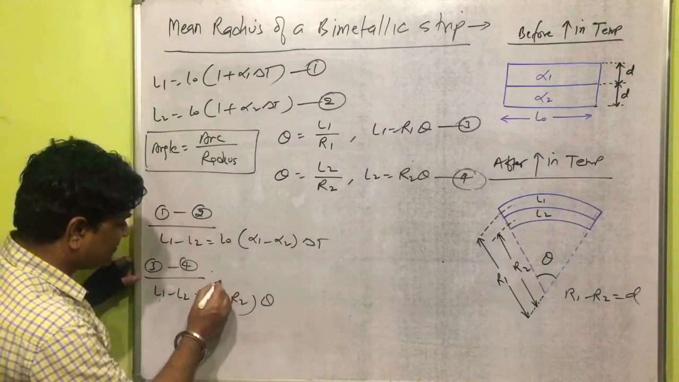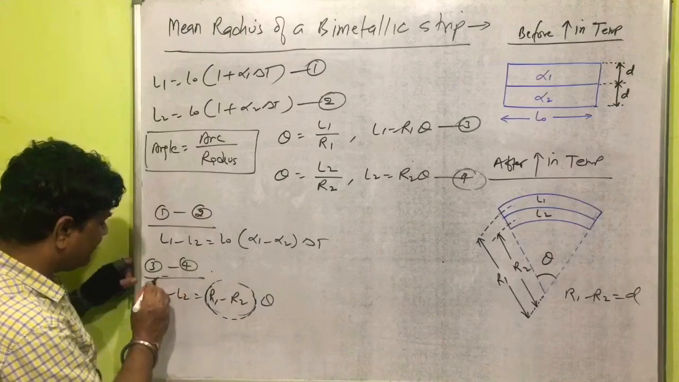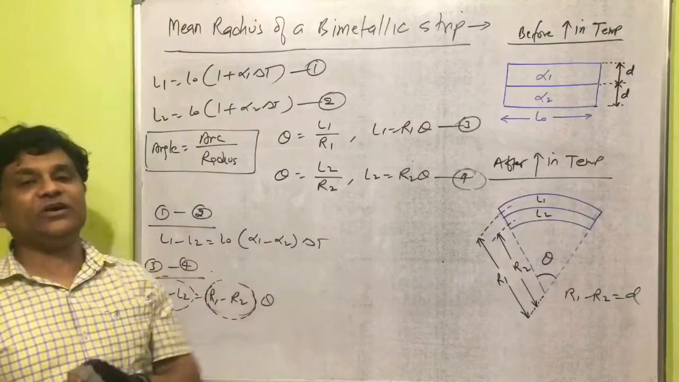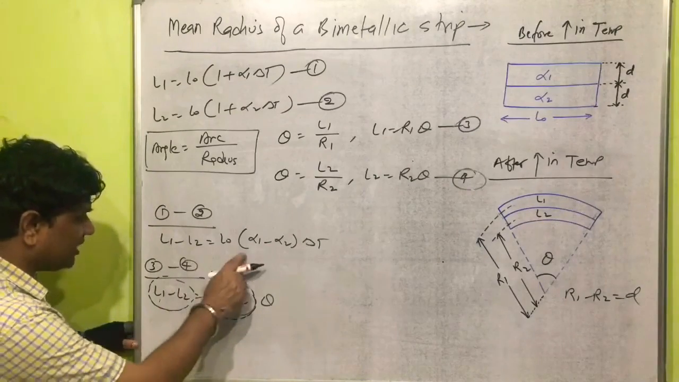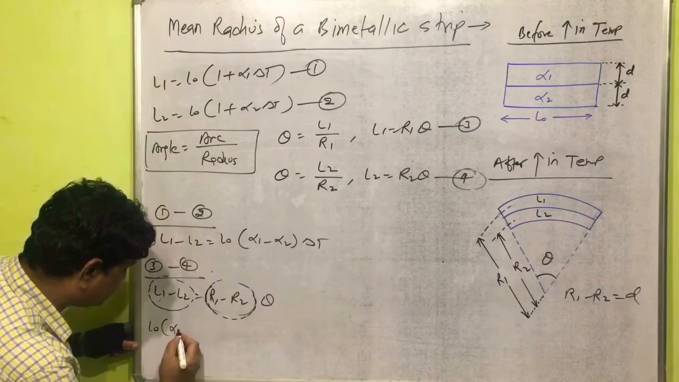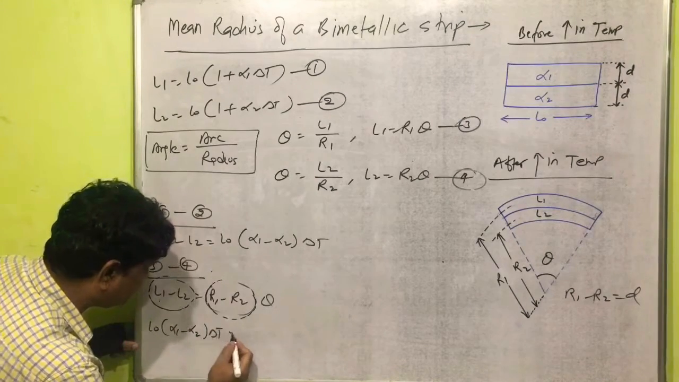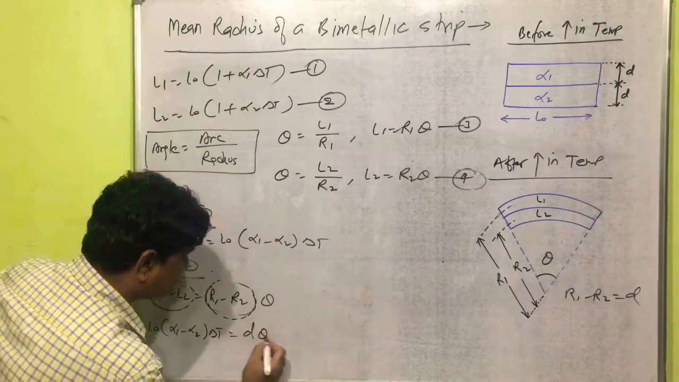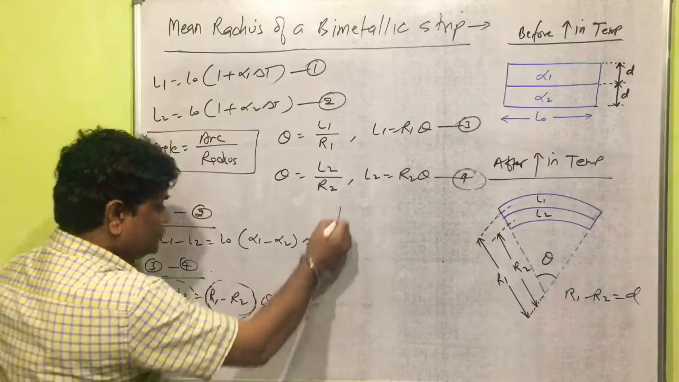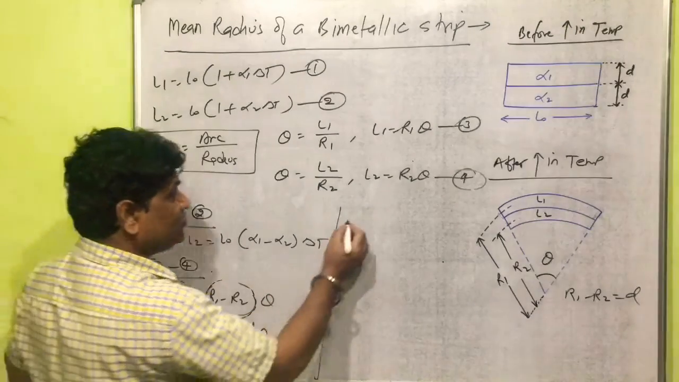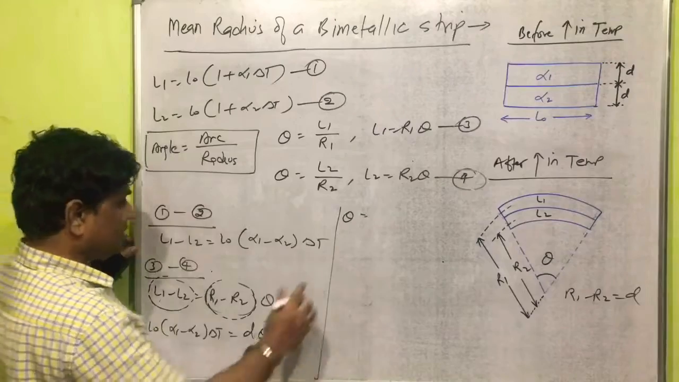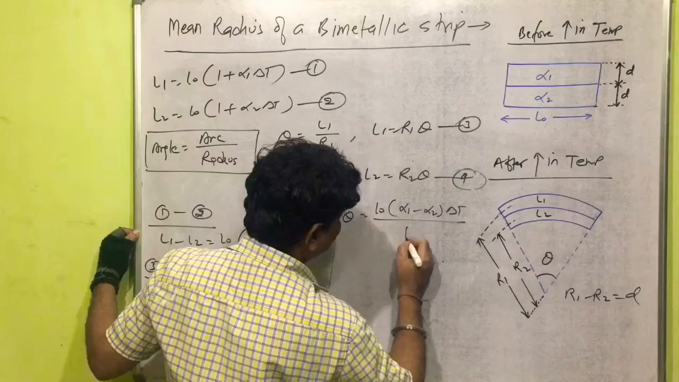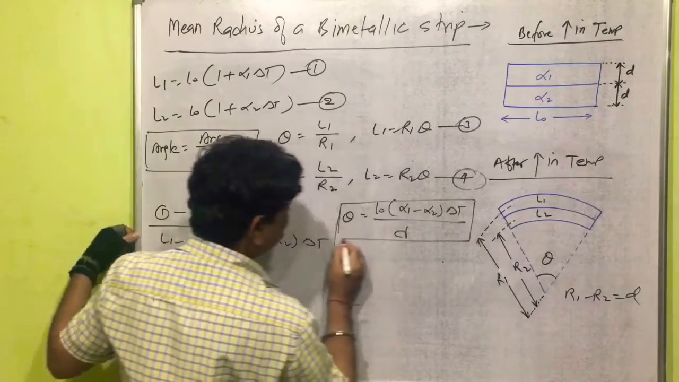Now R1 minus R2 is equal to small d, and L1 minus L2 is equal to L0 into alpha 1 minus alpha 2 into delta t. So put the value of L1 minus L2 here: L0 into alpha 1 minus alpha 2 into delta t is equal to small d into theta. We can solve this relation to get the value of theta. Theta is equal to L0 into alpha 1 minus alpha 2 into delta t by small d.